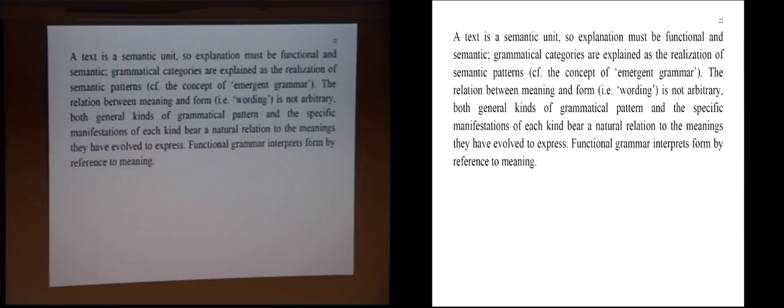So there are these categories that we create in our minds and we give them names, and then we use those in representing our cognitive categories. And so the functional grammar interprets the form by reference to that meaning. We're trying to get to that underlying meaning. We're not just interested in the form by itself. The form itself is not interesting. It's how the form represents a particular meaning. Why is it used the way it's used?